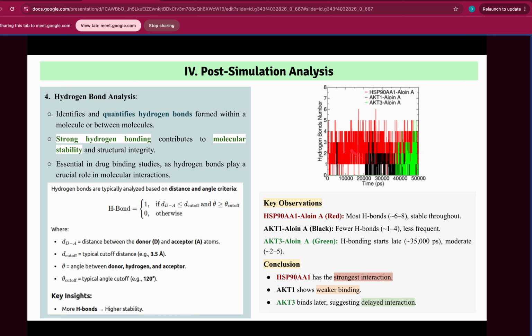Yeah, so if we talk about this first one, the red one, it has the strongest interactions. The black one has weaker interactions or weaker binding, and the green one has delayed interactions, which appear at a time point of 40,000 picoseconds.